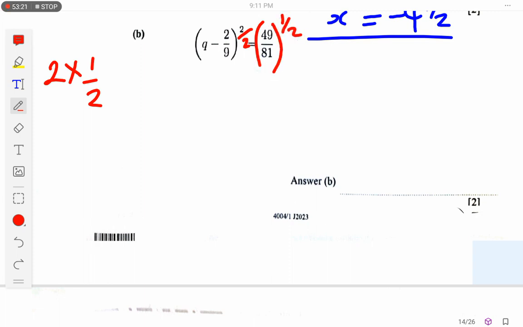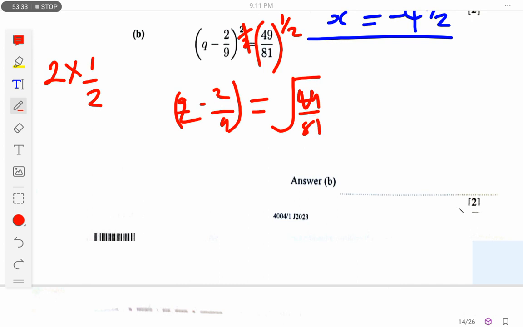When I do that, a number to the power of half is the same as q minus 2 over 9. Here they cancel off each other, is equal to square root of 49 over 81. Any number to the power of half is the square root of that number. So I'll have q minus 2 over 9. Sorry, this is a 9. Yes, a 9. Is equal to square root of 49, that's a 7. Square root of 81, that's a 9.